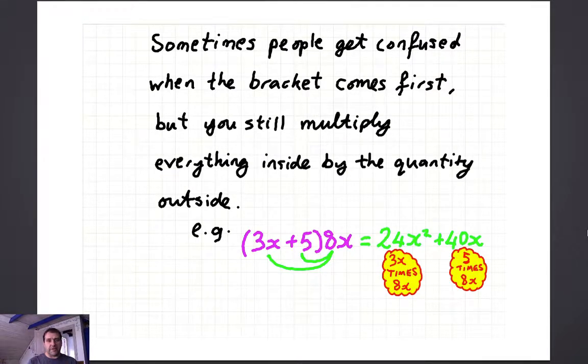And then sometimes people get confused when the bracket comes first. So you still multiply everything inside by the quantity outside. So for example here, 3x plus 5 in brackets times 8x. And people get confused with that because of the bracket being first, but it's still everything in the bracket times the quantity outside. When there's nothing between the thing that's outside and the bracket itself, you're assuming that means times, multiply. So 3x times 8x gives you 24x squared, and then 5 times 8x gives you 40x. So you end up with 24x squared plus 40x.